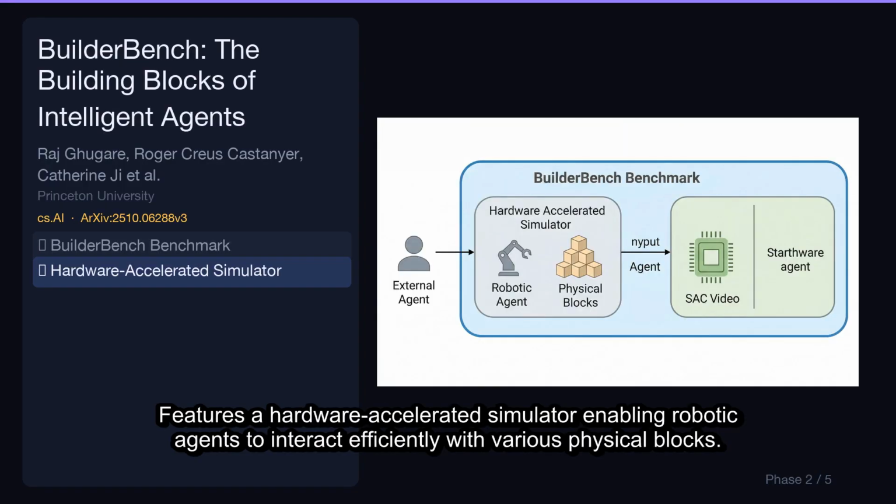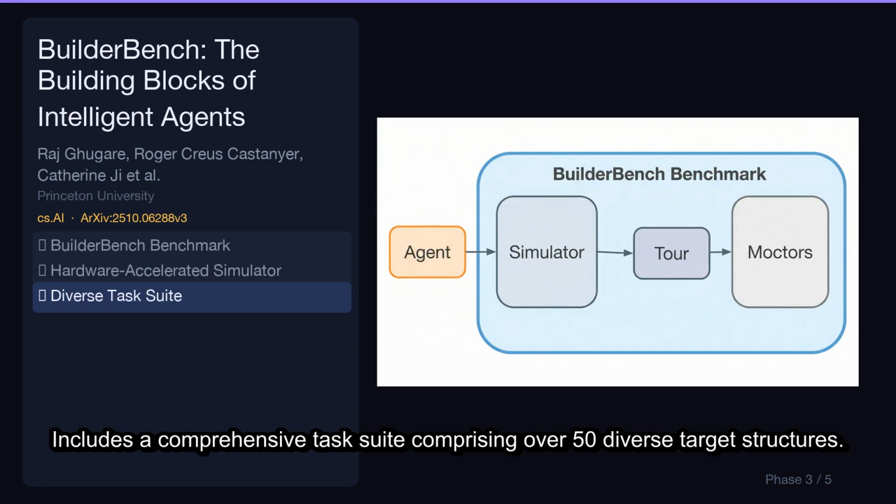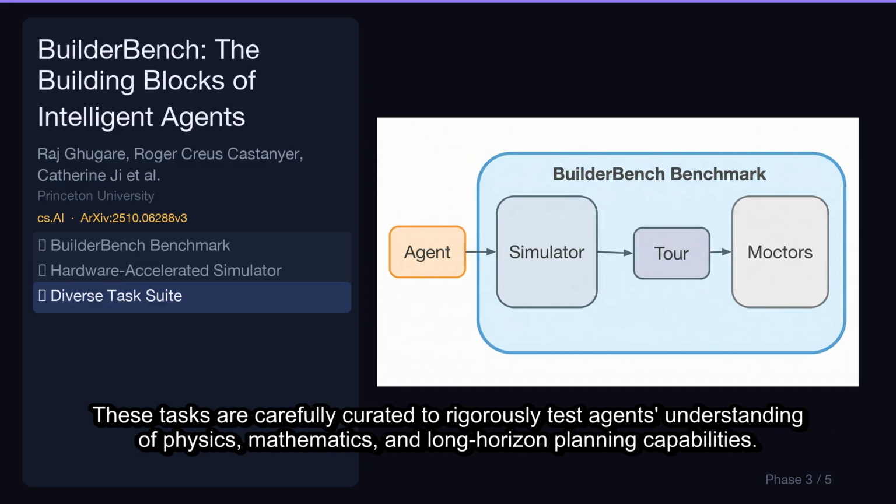Features a hardware-accelerated simulator, enabling robotic agents to interact efficiently with various physical blocks. This provides a realistic and scalable environment for agents to experiment and acquire building skills. Includes a comprehensive task suite comprising over 50 diverse target structures. These tasks are carefully curated to rigorously test agents' understanding of physics, mathematics, and long-horizon planning capabilities.